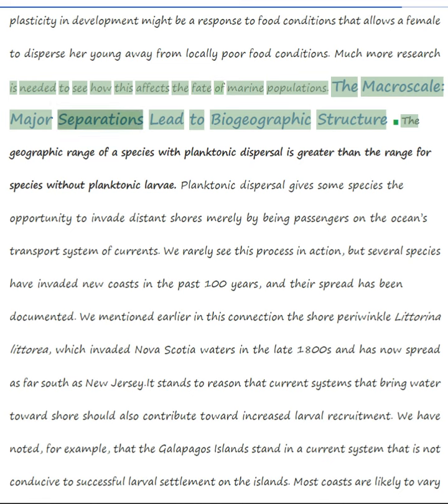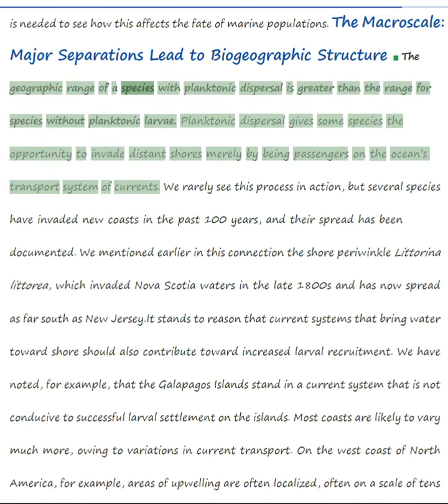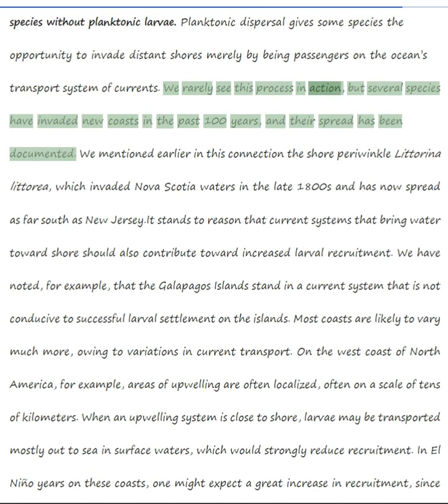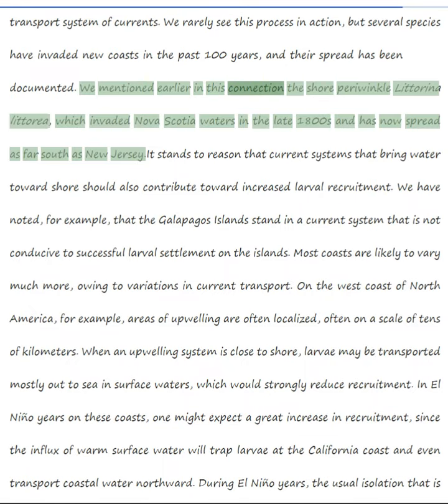On the macro scale, major separations lead to biogeographic structure. The geographic range of a species with planktonic dispersal is greater than the range for species without planktonic larvae. Planktonic dispersal gives some species the opportunity to invade distant shores merely by being passengers on the ocean's transport system of currents. We rarely see this process in action, but several species have invaded new coasts in the past 100 years, and their spread has been documented. We mentioned earlier the shore periwinkle Littorina littorea, which invaded Nova Scotia waters in the late 1800s and has now spread as far south as New Jersey.